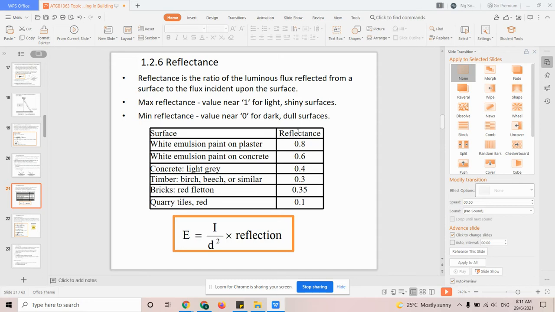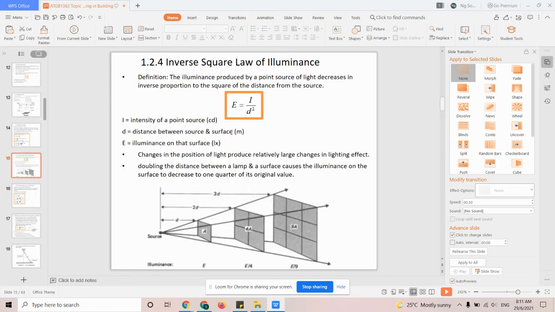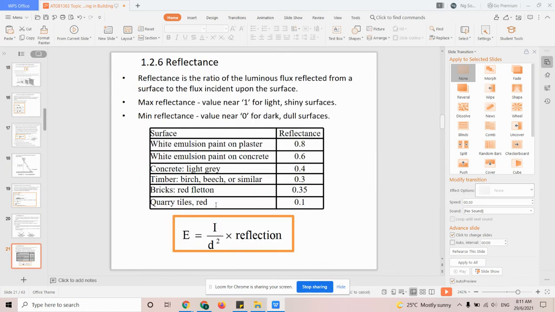So when it comes to considering reflection in the calculation of lighting, we will be using our inverse square formula again, which you can see here, which is E equals I over D squared. This is still the same as the formula here. The new thing regarding this is adding a reflectance factor into the equation.